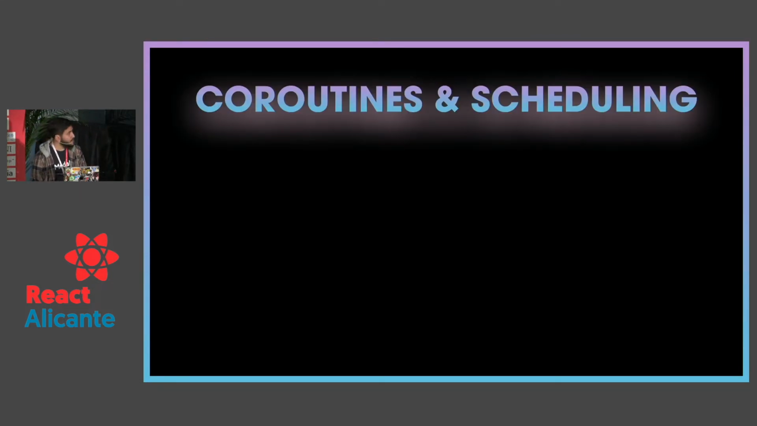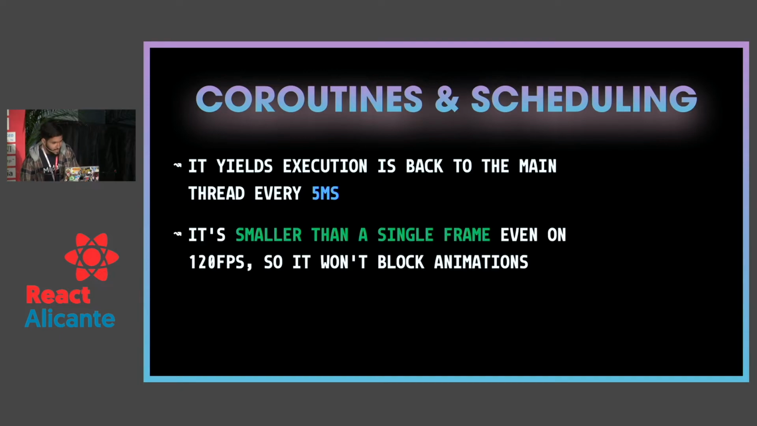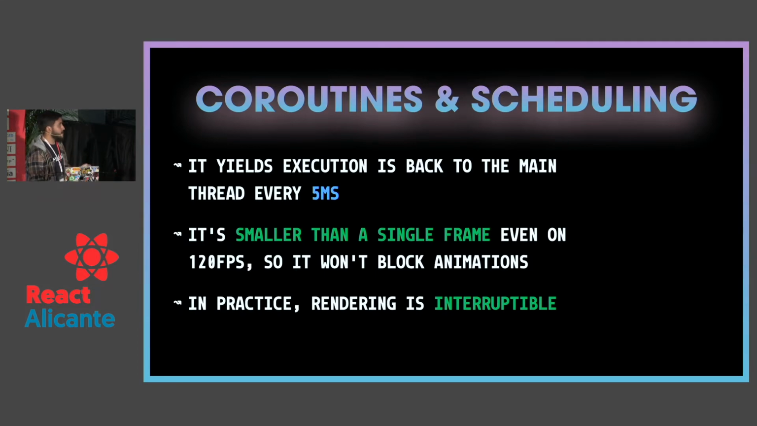There's a lot of magic stuff under the hood going on here, but one of my favorite ones is React yields the execution back to the main thread every 5 milliseconds. And I know it sounds a lot like a magic number, like the ones we use in CSS, but it's not. It's because it's smaller than a single frame, even when you have 120 FPS. So because of that, it doesn't block animations. And because of that, in practice, it's interruptible.